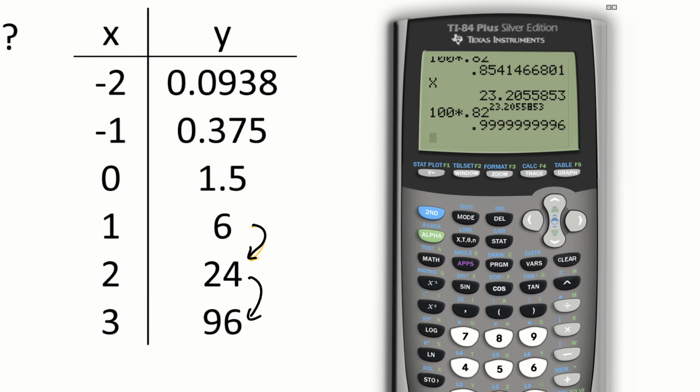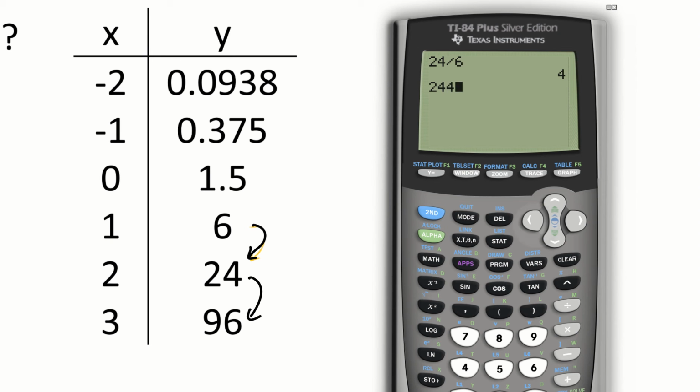So let's take a look at, for example, 24. This is silly. 24 divided by 6, and we would be shocked if we didn't get it, but we did get 4. So 6 times 4 is 24. Now if I take the 24 and I multiply times 4 again, I get 96. So at least in these two instances, I'm multiplying by 4.